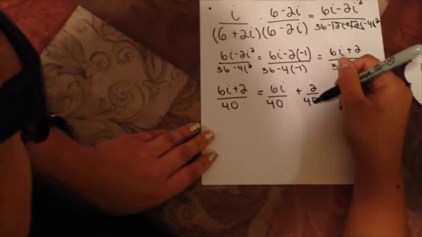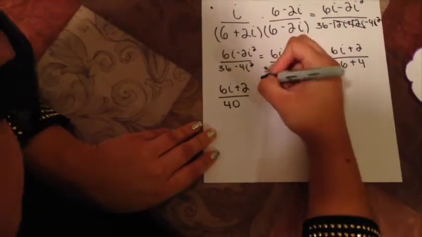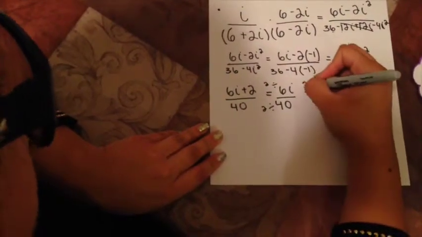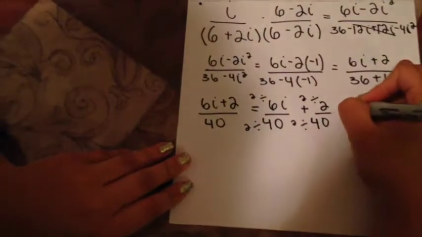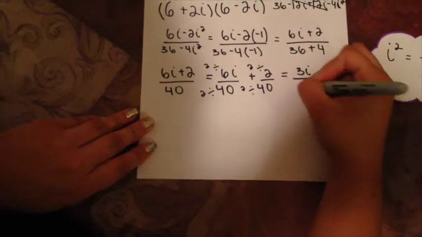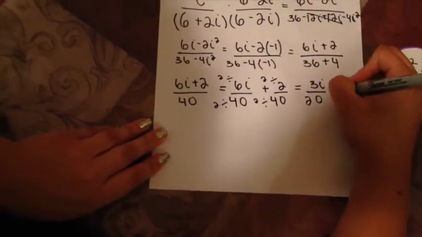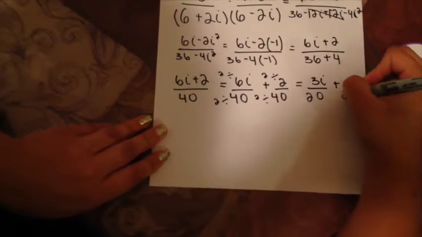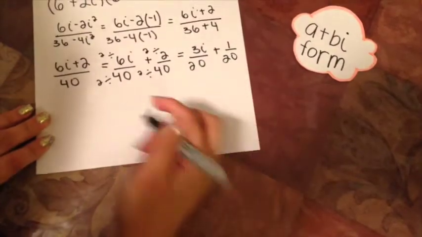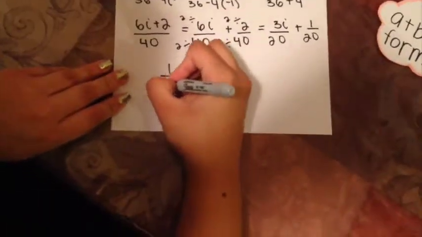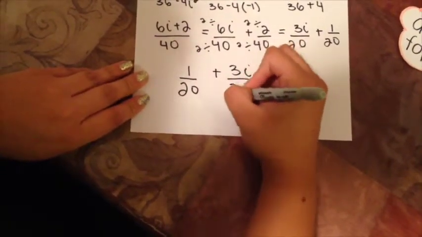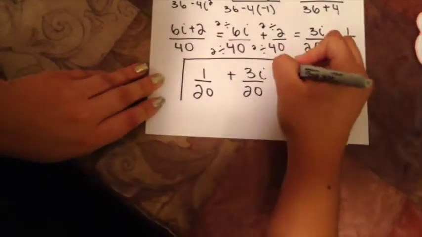Now both of these can be divided. This can be divided by 2, and this can be divided by 2 as well. For this fraction, you're going to get 3i divided by 20 plus 1 over 20. Now since this is not in a plus bi form, we're going to have to flip it to make it a plus bi form. So we're going to get 1 over 20 plus 3i over 20. We're going to go ahead and box that, and that's our final answer.